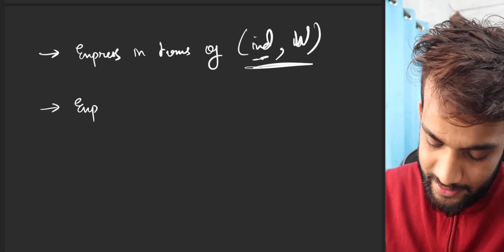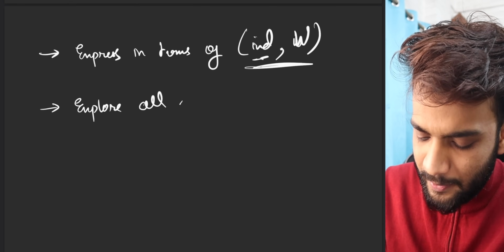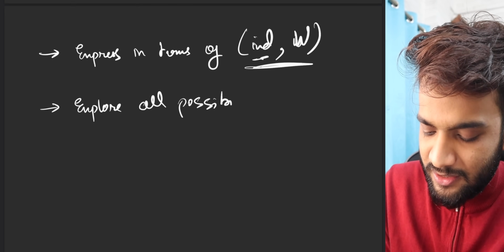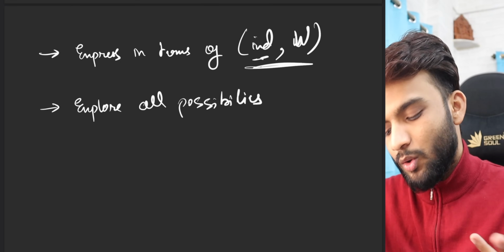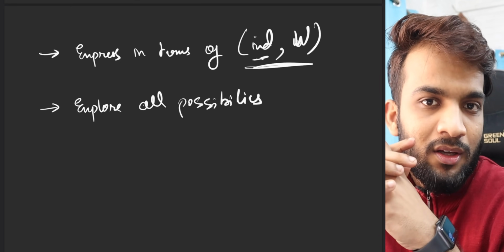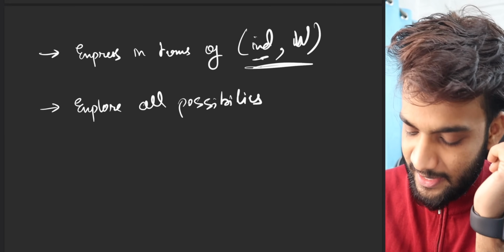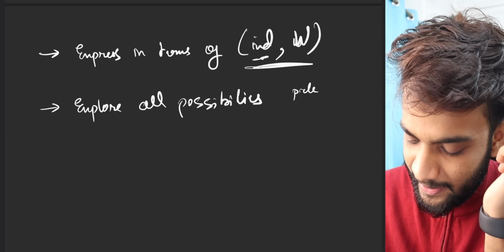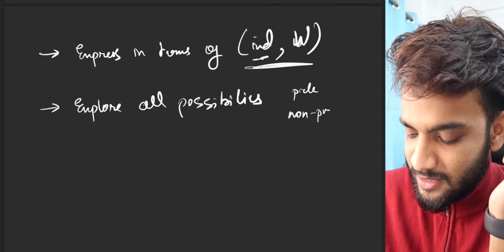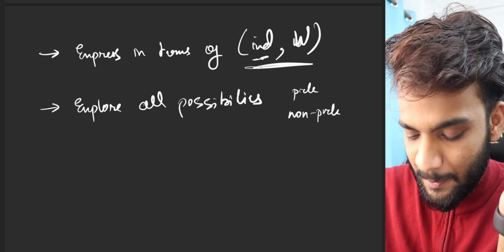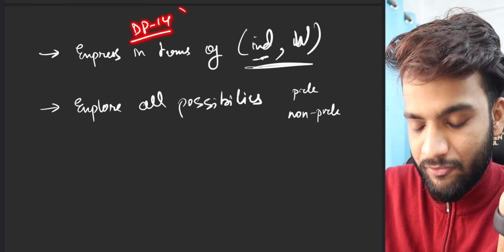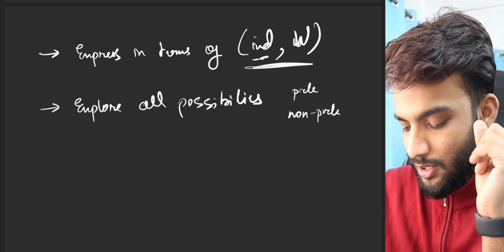Explore all possibilities. Now, what possibilities can he have? DP on subsequences is what we are learning. Pick and non-pick. Yes, the possibilities will be pick and non-pick. Already explained this in DP14. DP14 is the first one of DP on subsequences. So go and watch it.